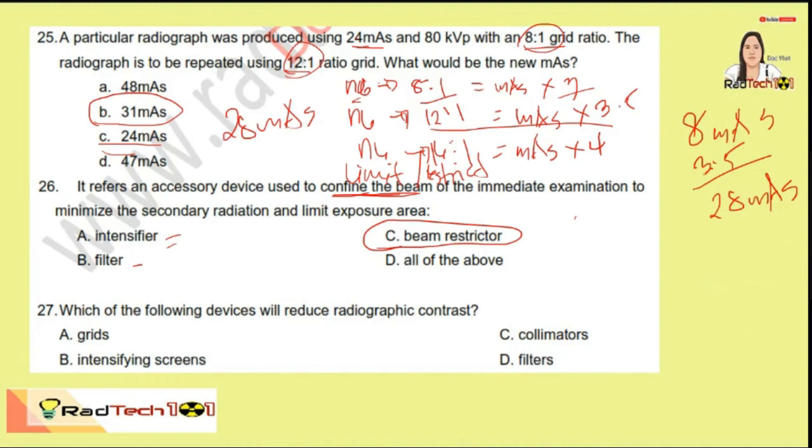27. Which of the following devices will reduce radiographic contrast? Grids. So, no, kasi yung grid natin improves or increases contrast. So, this is the correct answer. Ang purpose ng grid, diba? To improve contrast, to increase contrast. Dito ang tinatanong reduce.